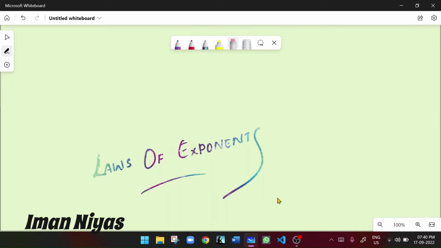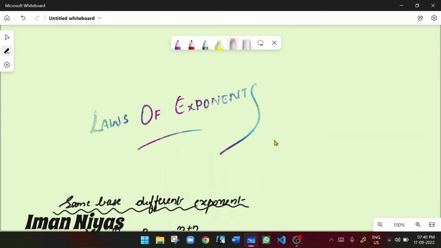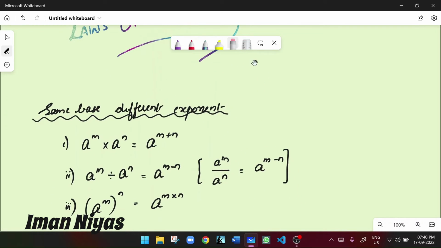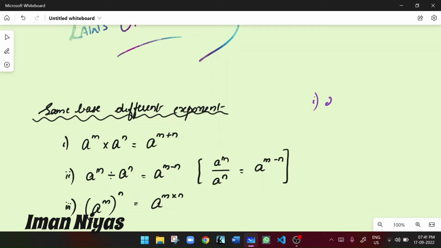Dear students, let's have a recap on laws of exponents. So let's see first what are the laws of exponents. You can see here same base and different exponents. So let's see with an example. You can see here the first example I'm going to give you is 2 raised to 2 multiplied with 2 raised to 3. What will be the answer for this?